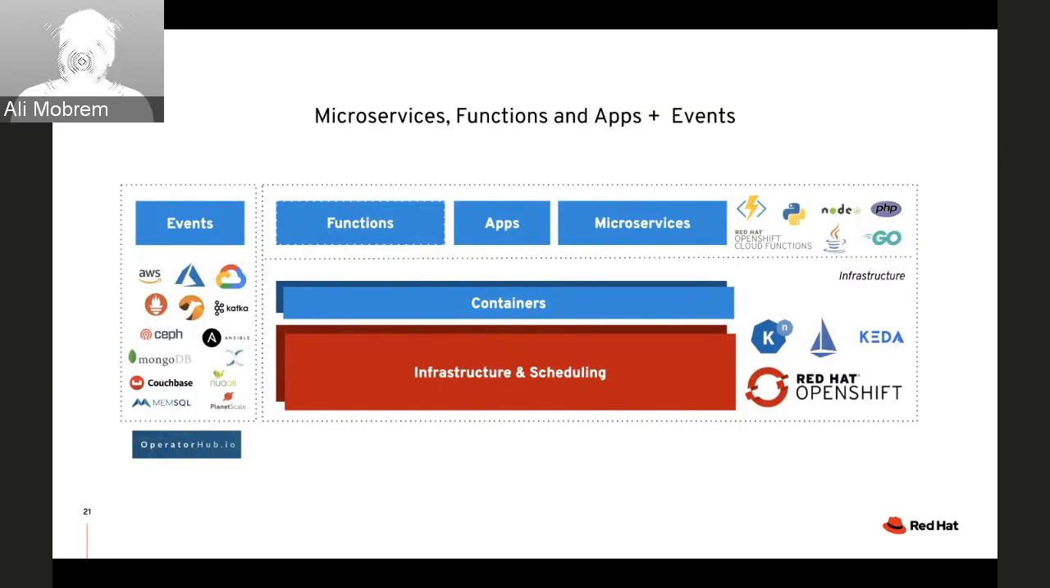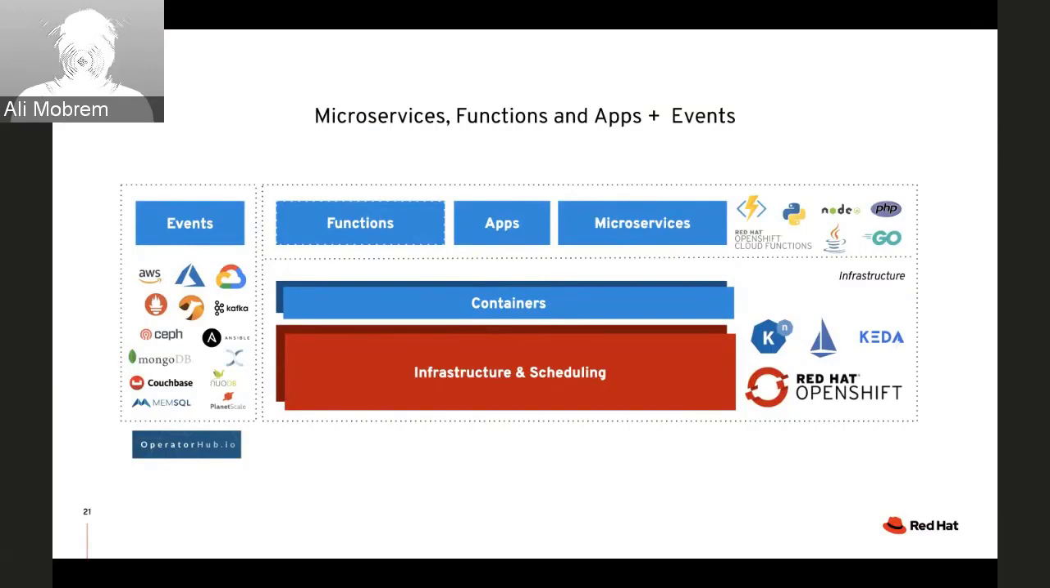So in that container, you have the ability to run a function, you have the ability to run a microservice, you have the ability to run a full-blown app, right? With Knative and OpenShift, you could go ahead and make any of those into a serverless application that's going to be event triggered and can scale down to 0.